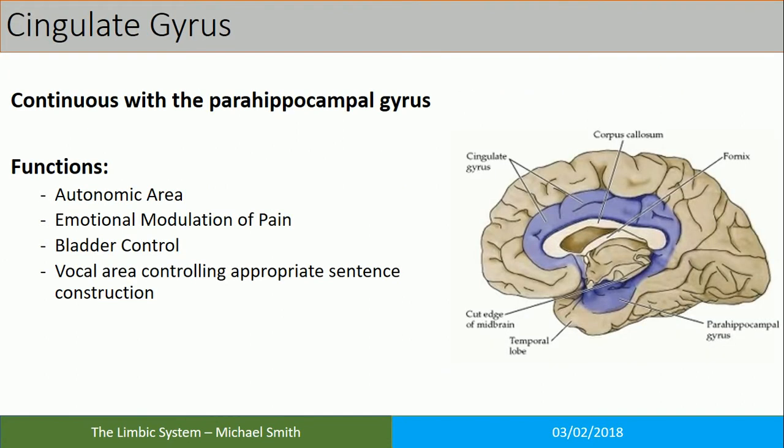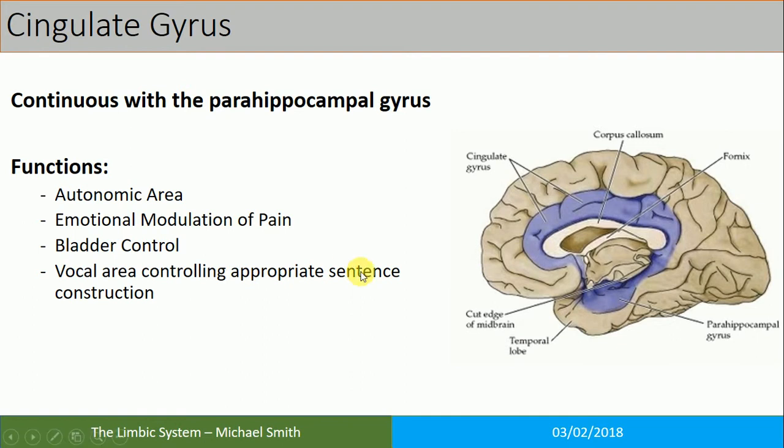The cingulate gyrus is where it passes the information to, and this is broken into a number of areas. So it has an area which has autonomic function, it has an area involved in bladder control, and it has an area involved in the emotional modulation of pain. So you can go into more detail and understand which areas are involved in which of these functions, but it's predominantly important to just understand that these are the main functions of the cingulate gyrus.